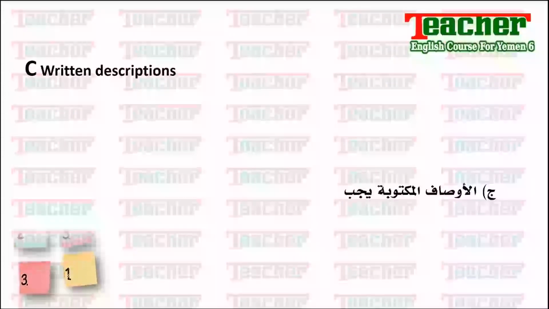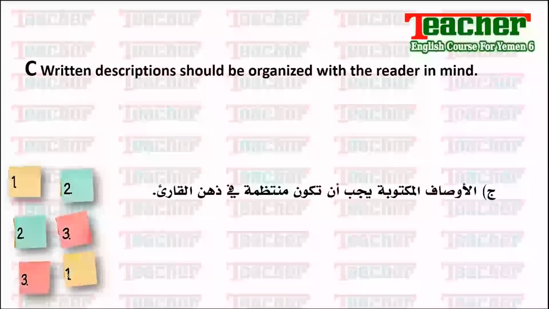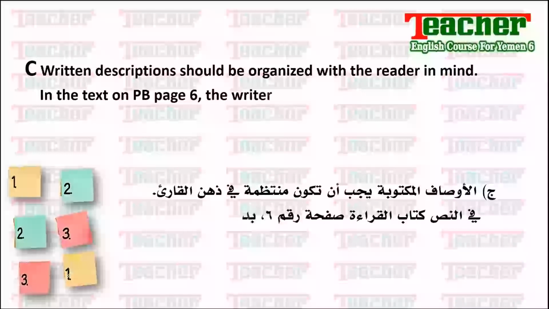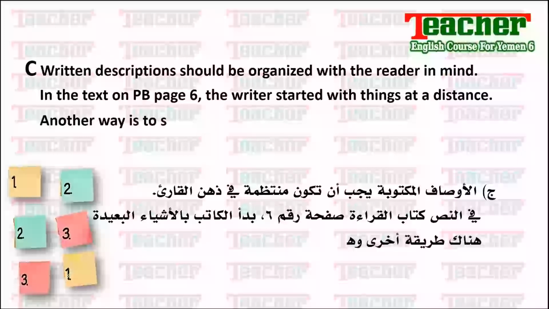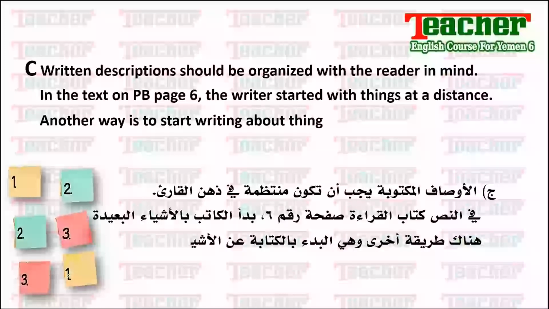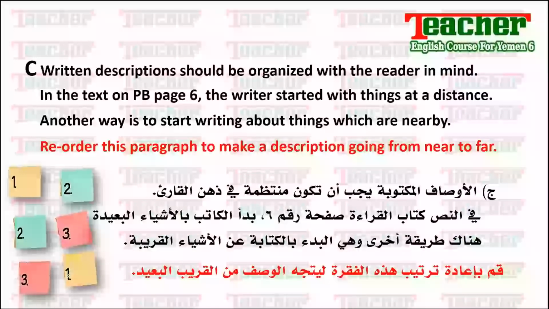C. Written descriptions should be organized with the reader in mind. In the text PB page 6, the writer started with things at a distance. Another way is to start writing about things which are nearby. Reorder this paragraph to make a description going from near to far.